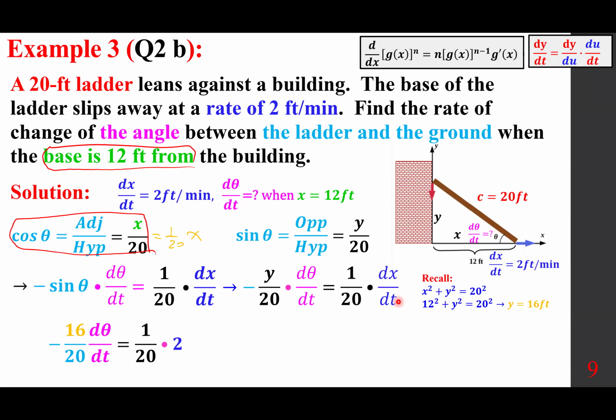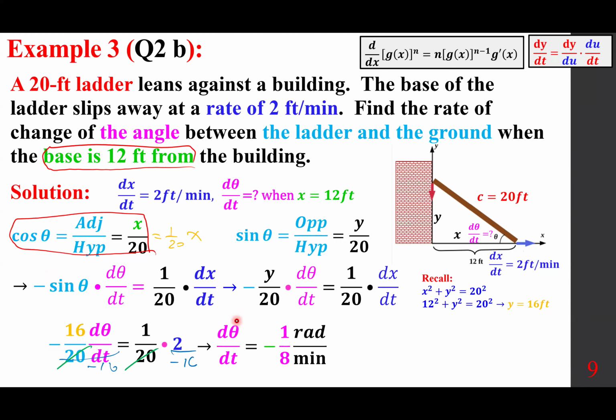Now, because both sides have identical denominators, 20, just drop them. You don't have to move anything. That means the left side is negative 16 d theta dt, and the right side is positive 2. So if you divide both sides by negative 16, you get d theta dt. So let's divide this by negative 16 and this one by negative 16. And d theta dt becomes negative 1 over 8 radians per minute, units of theta over units of time.